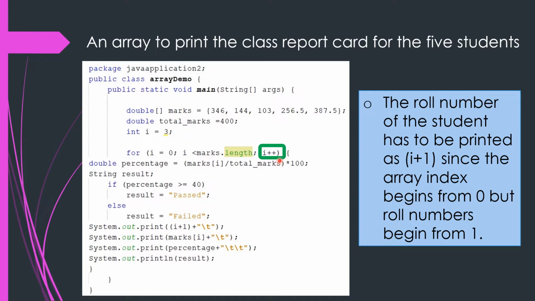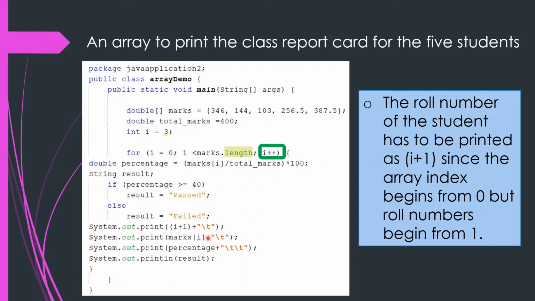So that the roll number can begin from not 0 but from 1. Since the array index begins from 0 but roll number begins from 1, for this purpose we have used I plus plus. I plus plus means that the value of I will be incremented by 1.